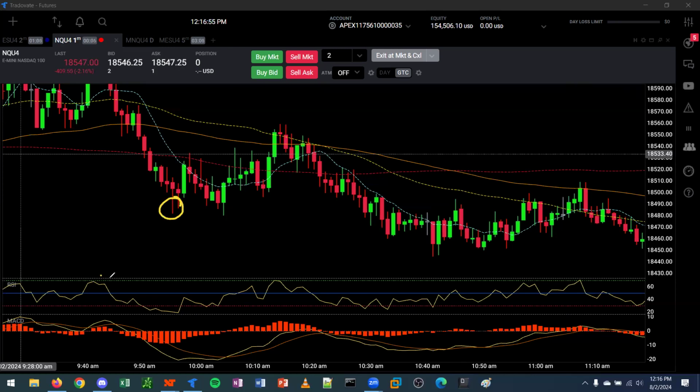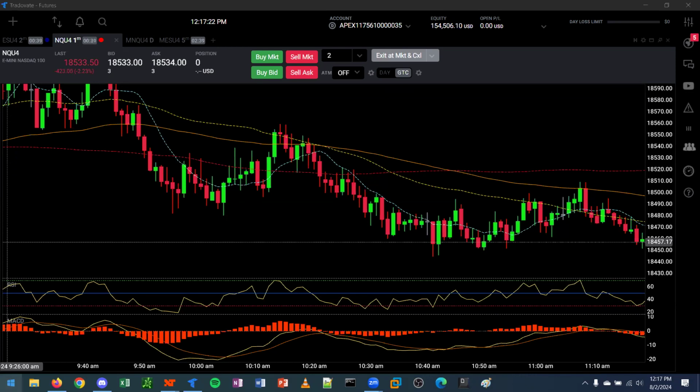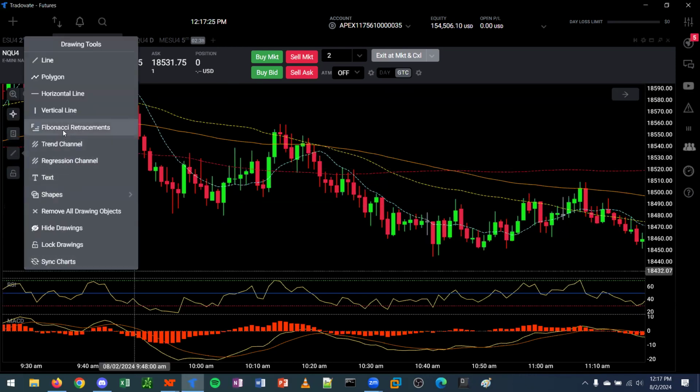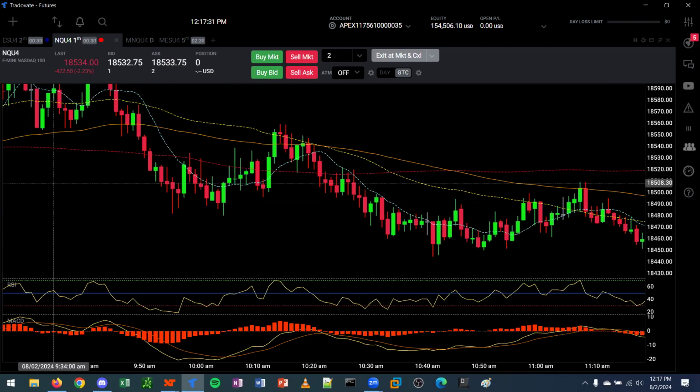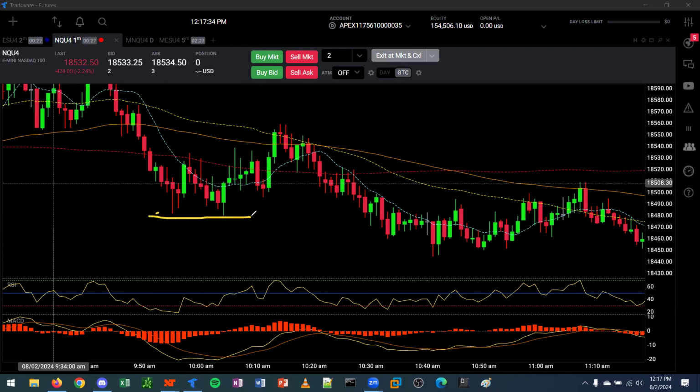Why would I get in here if everything else was down? Yeah. You could have got in here, but that's not even my style. Sometimes I'll play that and sometimes it'll go against me. But a better play would be to wait for the base. You can either fib it from here to here, because I'm looking for a higher low. I'm looking for a higher low right here, right? You've got to train your brain. I see a base. Now I wait for the higher low, which is right here.